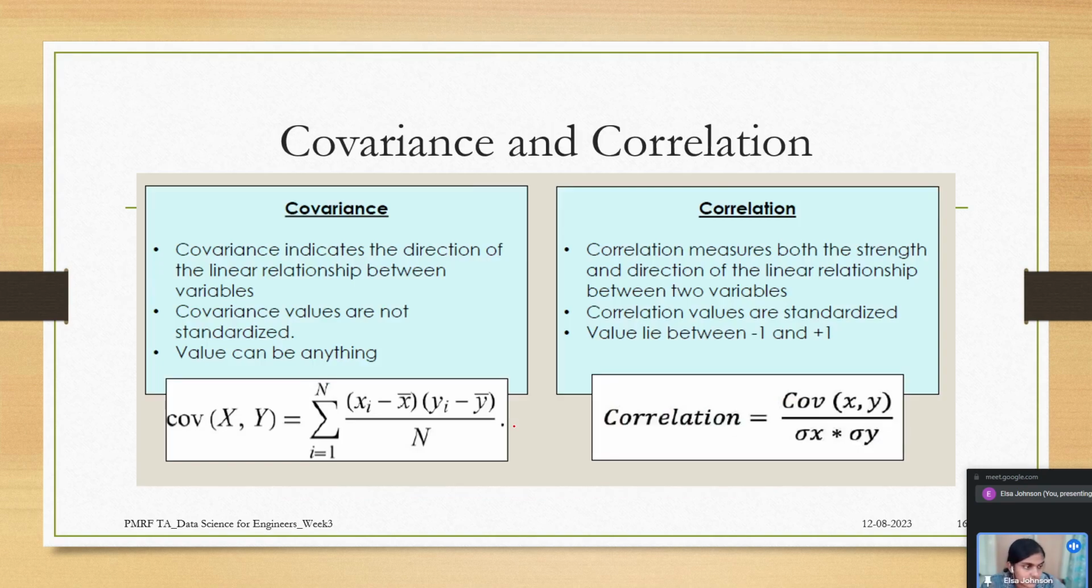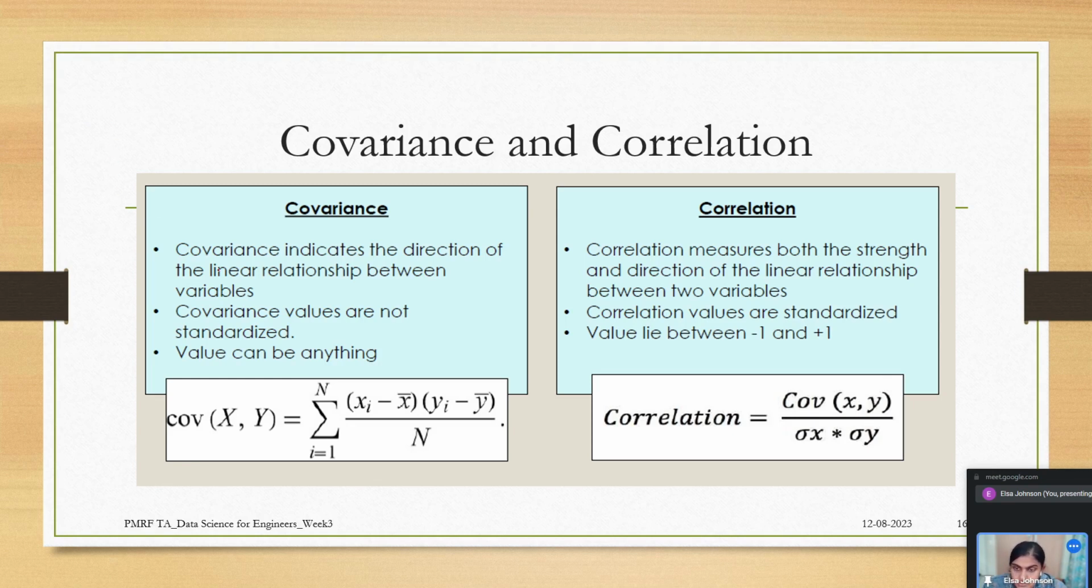So covariance, it's like a direction. For example, usually what is variance? Variance is how much the elements vary from the mean of that set of elements.